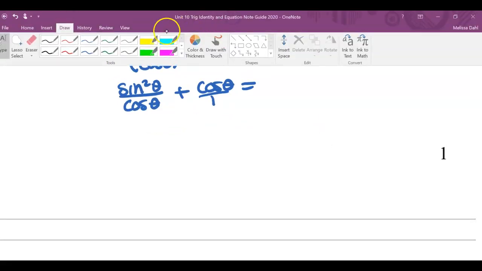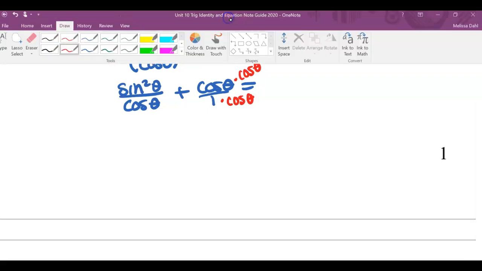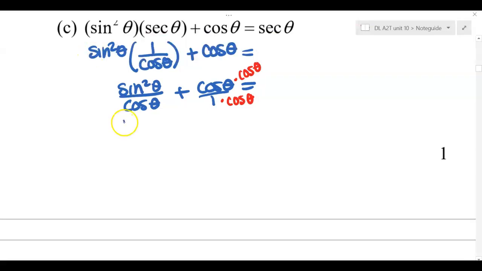So as I rewrite it, what I'm really doing here, and I wouldn't necessarily need to see you write this step because I would understand the next one, but I know for some of us this can be difficult to see. I'm basically multiplying top and bottom of that by cosine so that my next step looks like sine squared theta over cosine theta plus cosine squared theta over cosine theta.